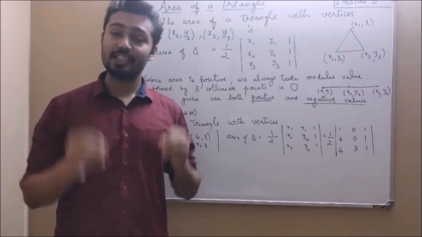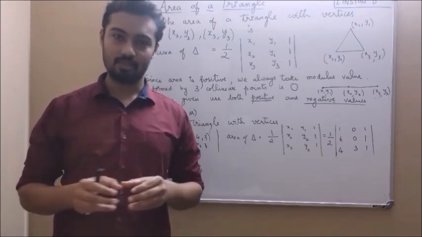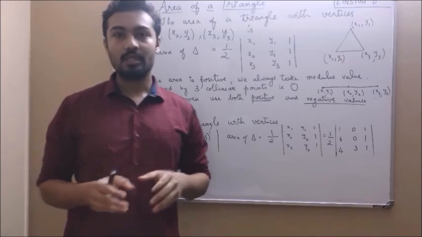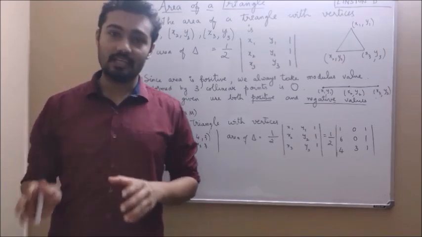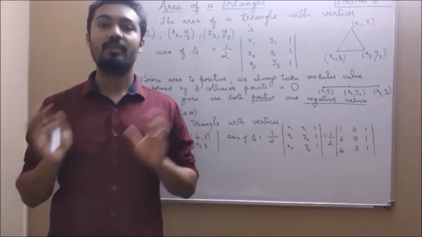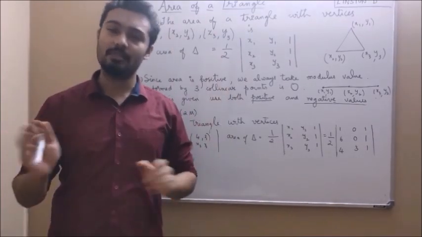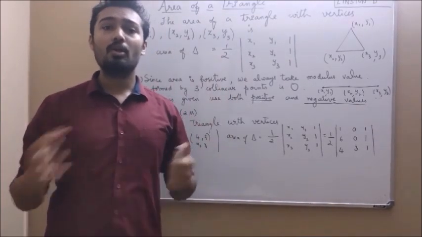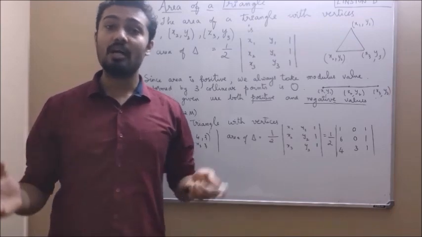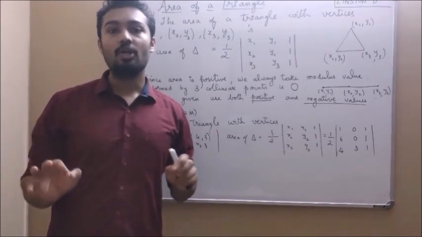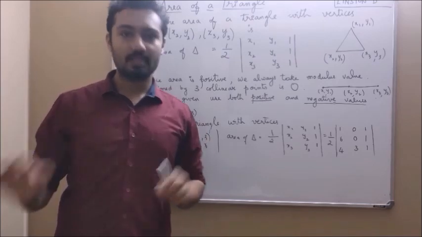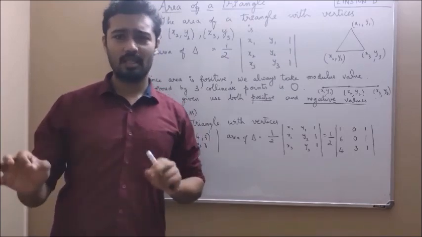Today we are continuing with the chapter determinants. Today we will be finding the area of a triangle using the determinant method. In the lower classes you have learned the formula to find the area of a triangle. Here we will do it using the determinant method. So we have a simple formula.